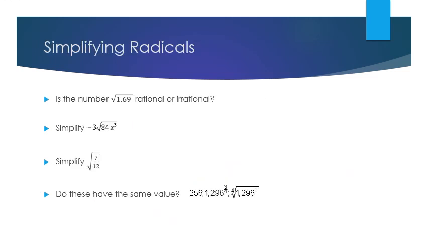Simplifying radicals. Is this number 1.69 rational or irrational? You're asked that question in your test. Well, the only way to find out is to take the square root of 1.69. If it comes out without a decimal that goes on forever, then it is rational. In fact, I happen to know that the square root of 1.69 is 1.3. So this is a rational number.